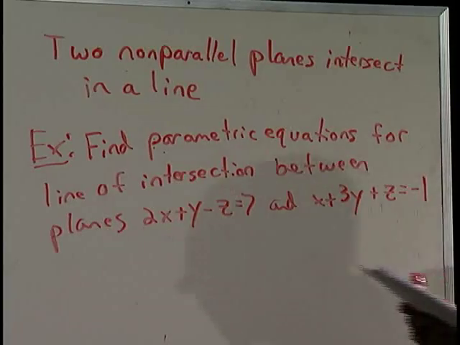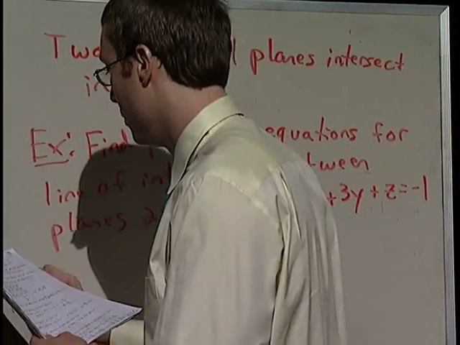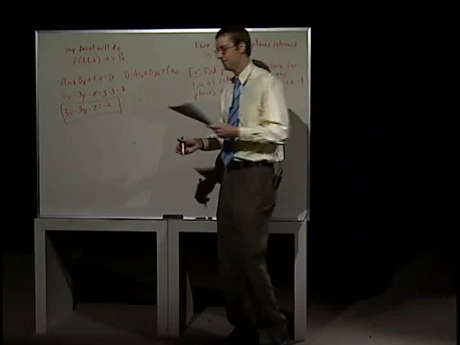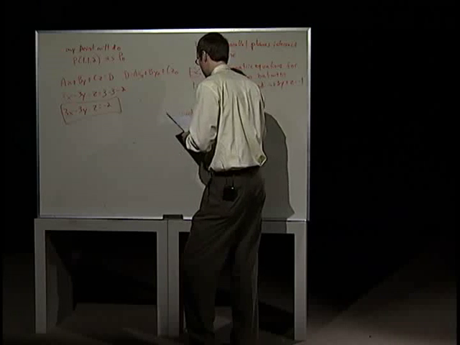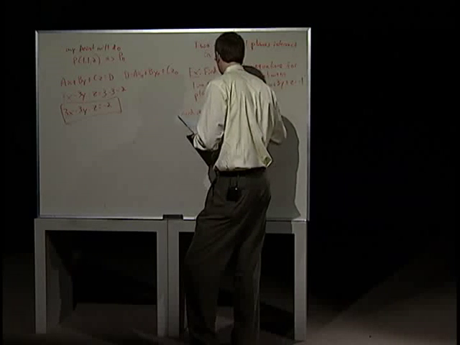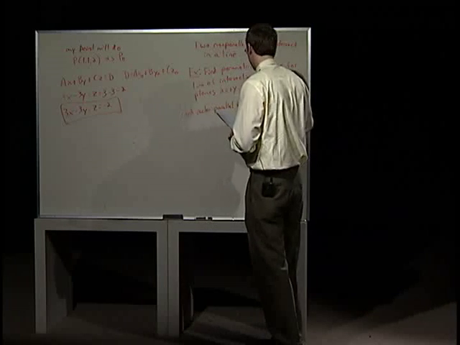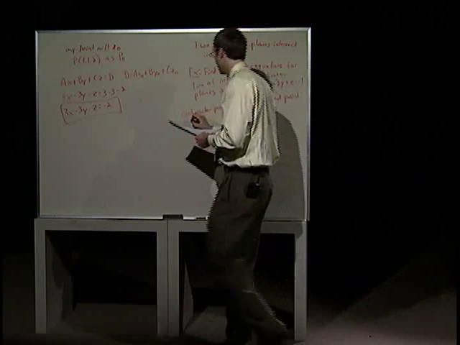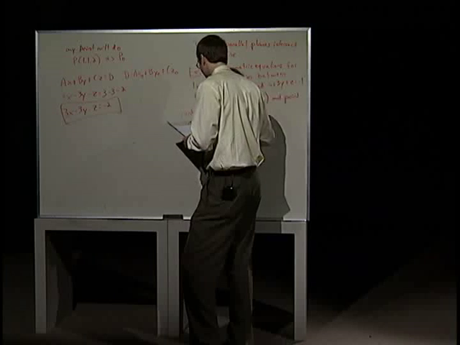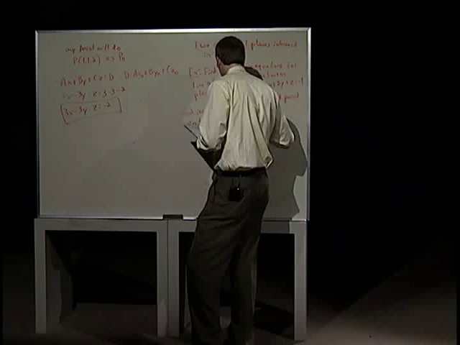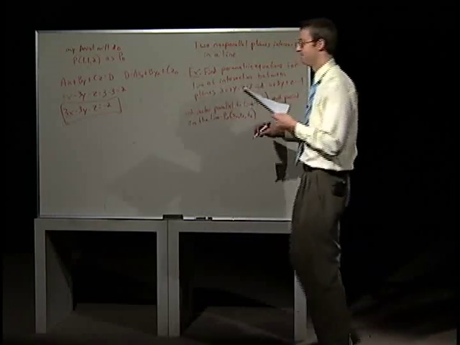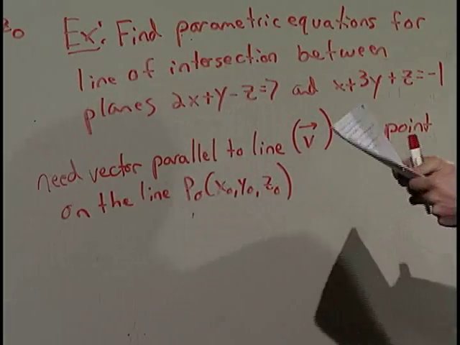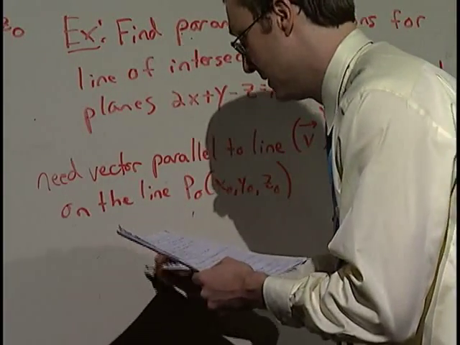All right, so what do we need here? Well, we need equations for a line. What is a line made out of? A point and a parallel vector. So we need a vector parallel to the line, which we'll call vector v, and we need a point on the line, which we'll call p naught, and it will be x naught, y naught, and z naught. Okay? Well, a parallel vector, think about this. So let me draw my picture here first. So let's see here.